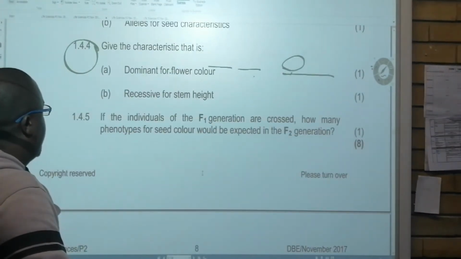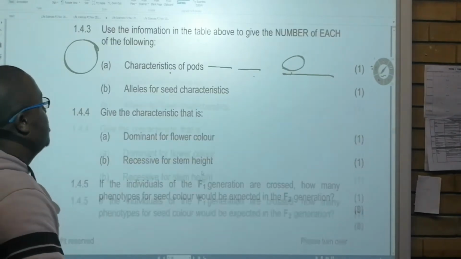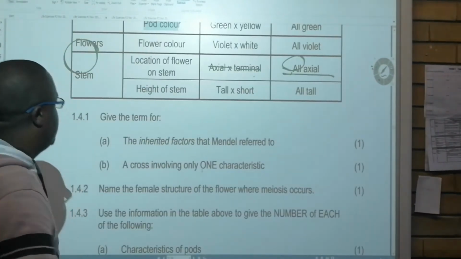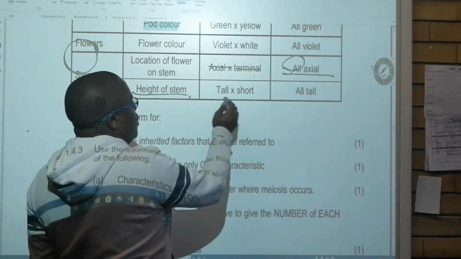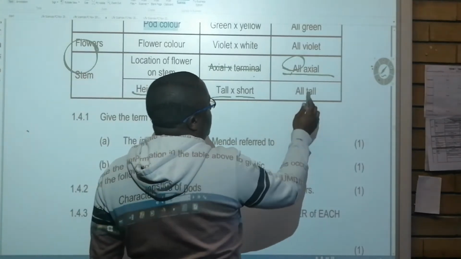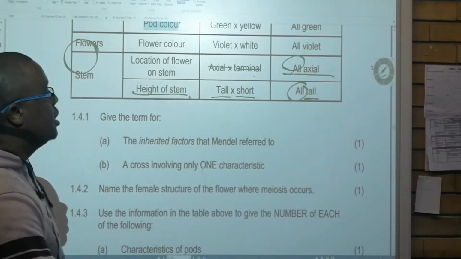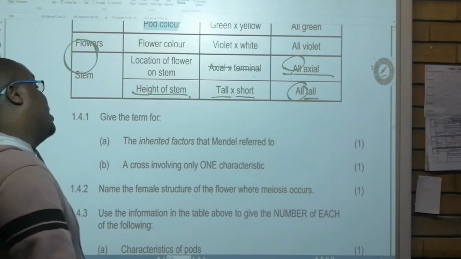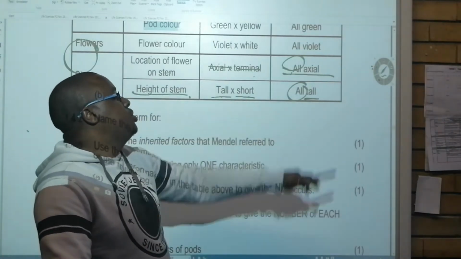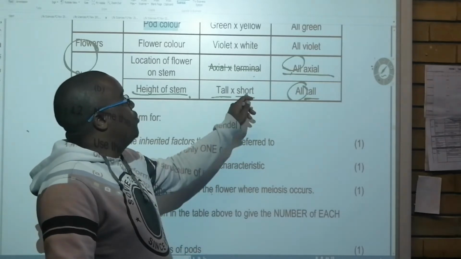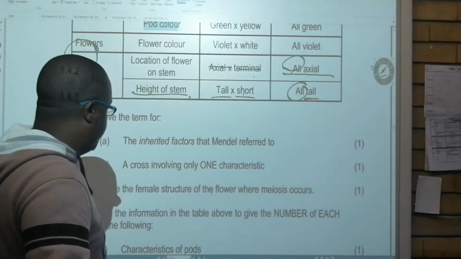Right, walk with me. Give the characteristic that is recessive for stem height. Where is stem height? Here it is, height of stem. He crossed the parent that was tall and the parent that was short, and guess what? All offspring were tall. So which is the recessive characteristic? It is short. Why is it the recessive characteristic? Because when he crossed tall and short, he only got tall. It means that the allele for short was masked. Complete dominance.